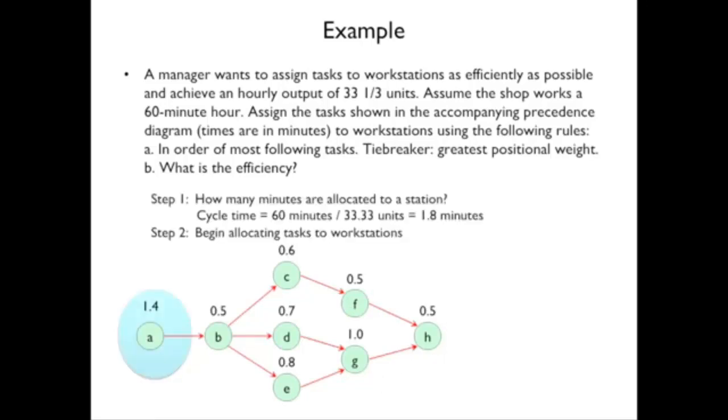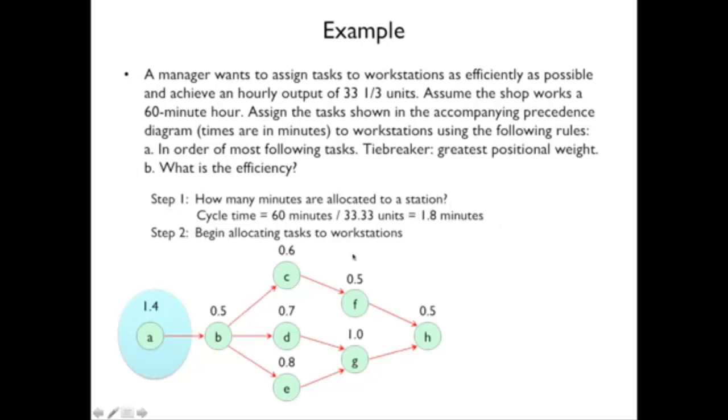So let's start working out. The first thing you do is figure out how many minutes are allocated to each workstation. That's the cycle time. It's 60 minutes divided by 3.33 units, which comes out to be 1.8 minutes. So a workstation can't take any more than 1.8 minutes.